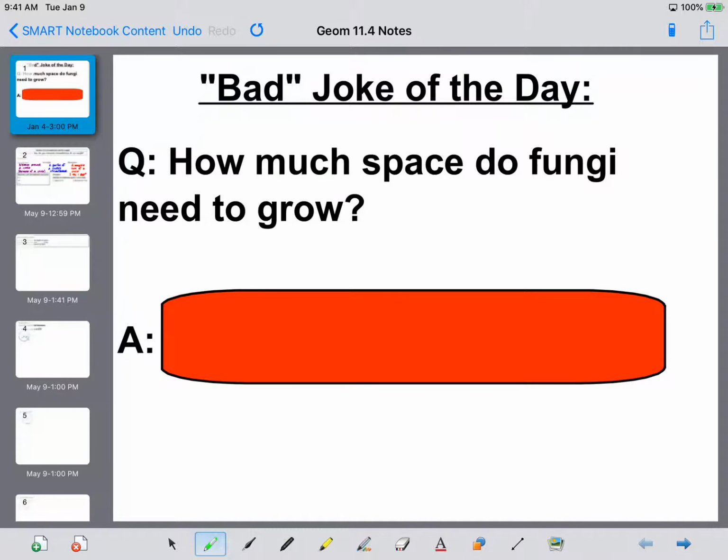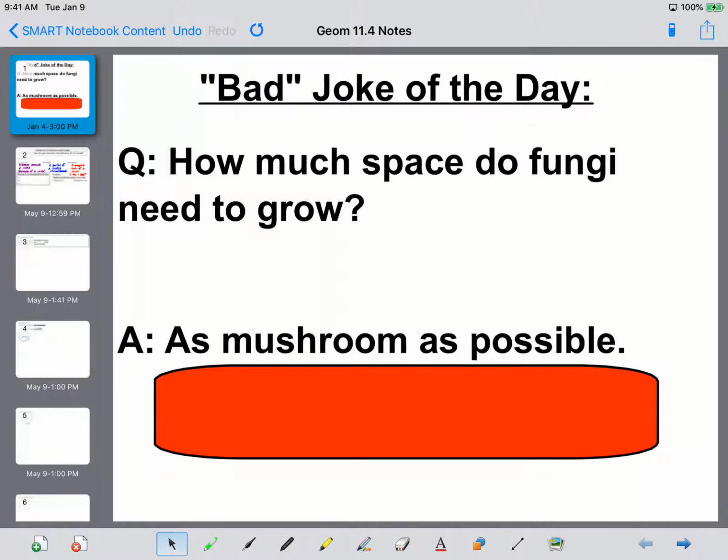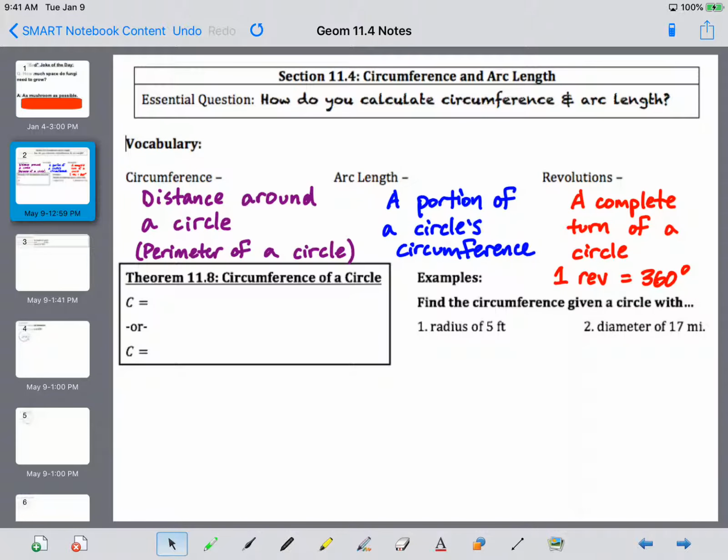So before we get into that, here is your bad joke of the day. How much space do fungi need to grow? Well, they need as much room as possible. Yeah, it's pretty good. All right, here we go.